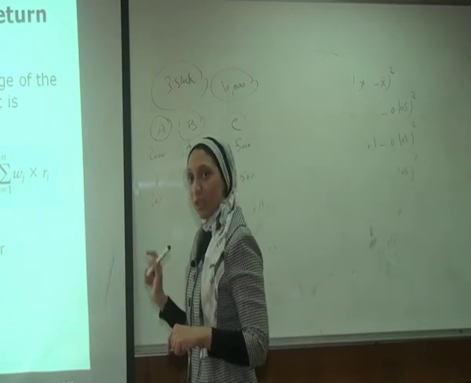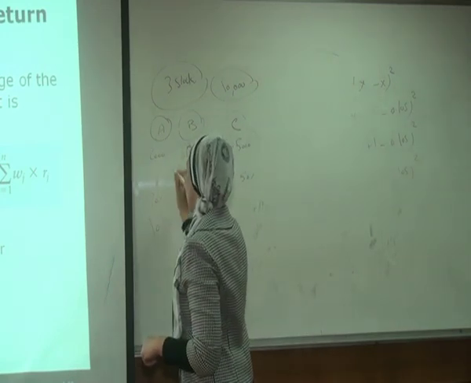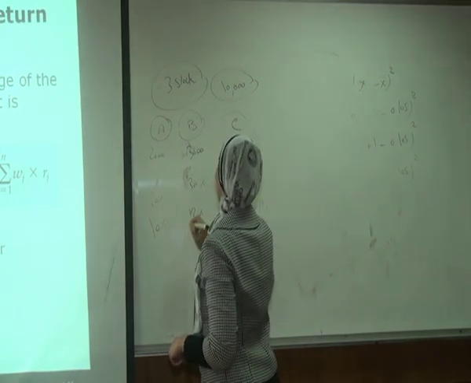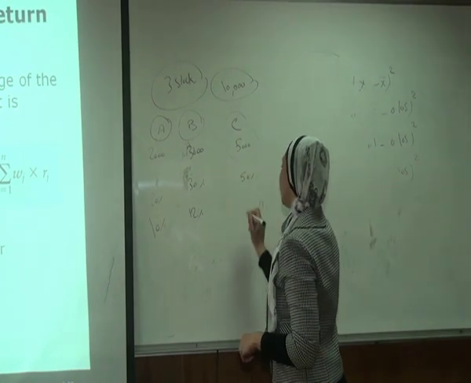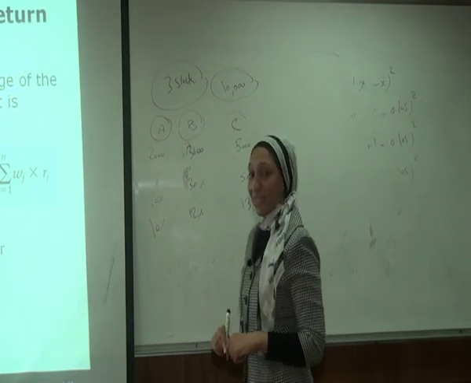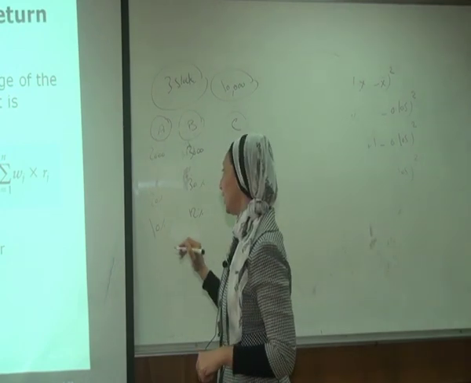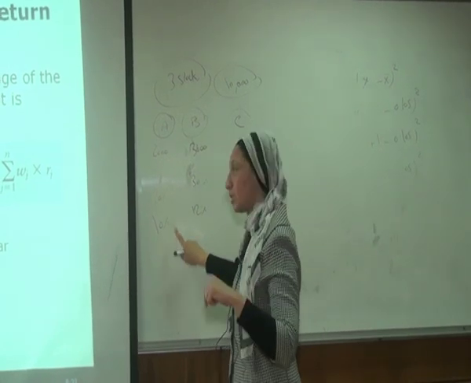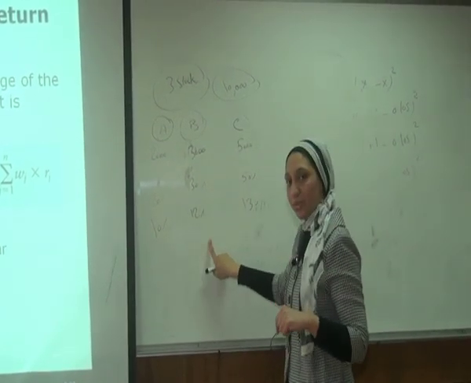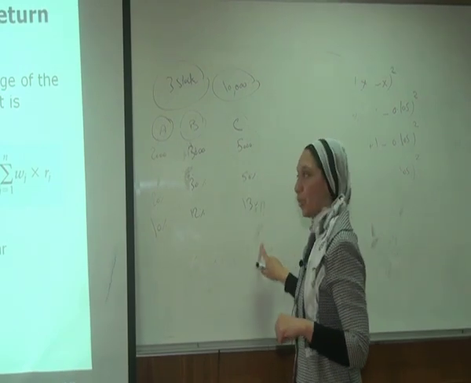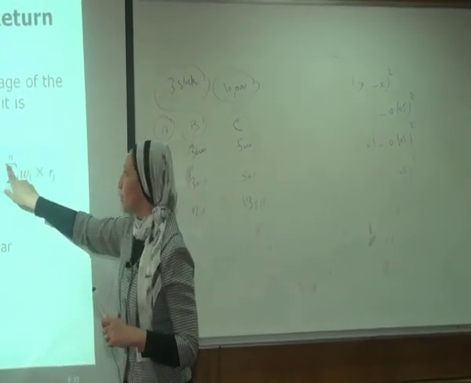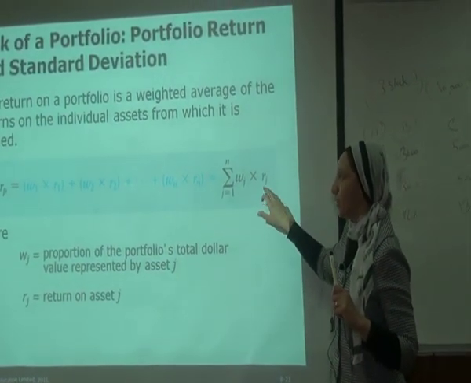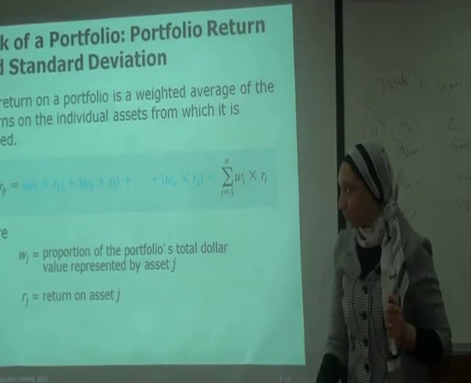If you know the return of each stock, stock A for example achieved 10%, stock B achieved 12%, and stock C achieved like 13%, how do you calculate the return of the portfolio? You will multiply the weight of the stock with its return, plus the weight of the second stock with its return, plus the weight of the third stock with its return. So here you get the summation of the weights of the stocks inside the portfolio multiplied by the returns of those stocks.